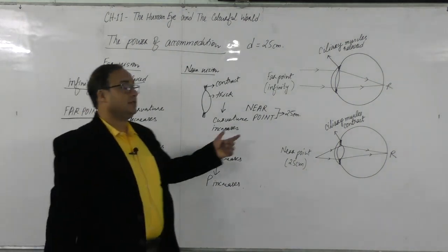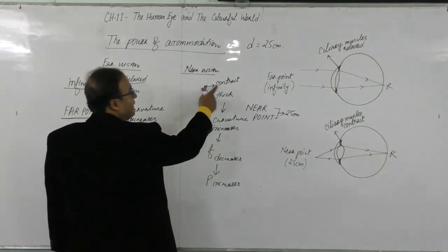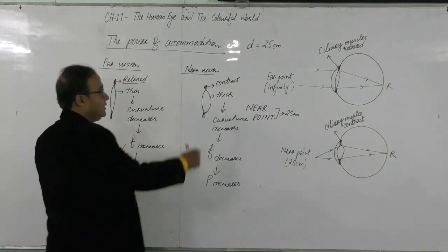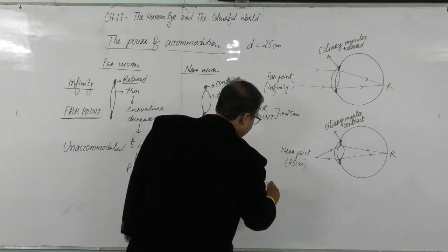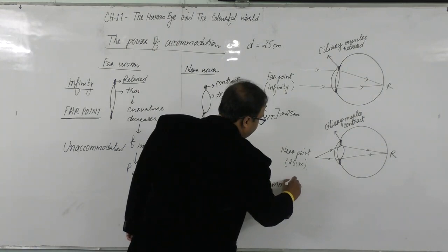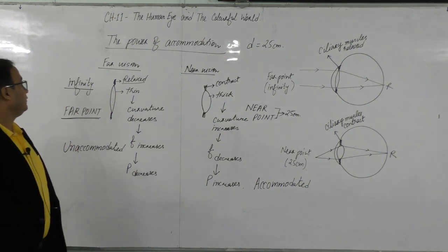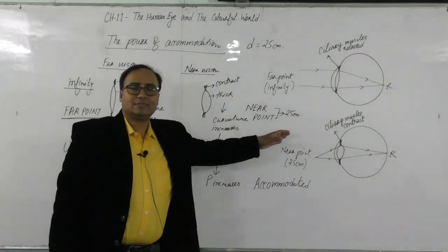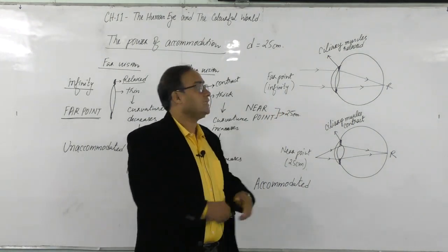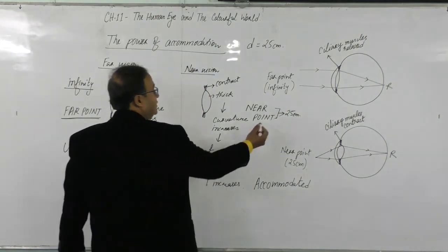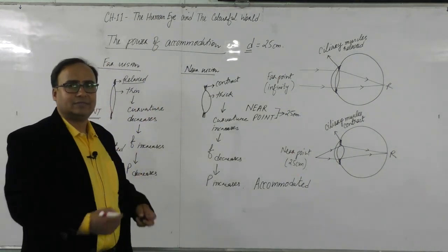And when we are observing objects placed at the near point, that is 25 centimeter, the ciliary muscles get contracted, and the eye lens in this state is said to be accommodated. So we can see clearly from infinity up to 25 centimeter. And 25 centimeter is also called the least distance of distinct vision, denoted by the symbol D, and its value is 25 centimeter.